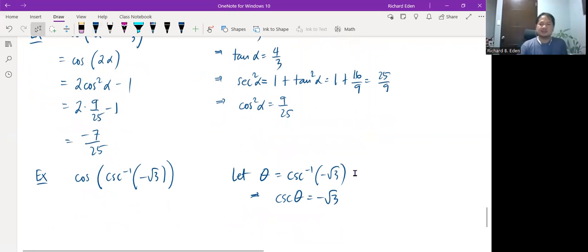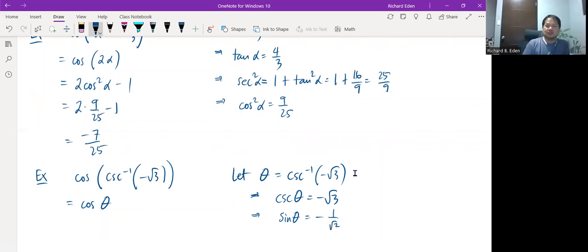Sana ginamit na po phi. Ayun na po. All right. So this is what we're after, cosine of theta. So tell me, how can we proceed from here? Well, from cosecant, what can we easily determine right away? What trigonometric value? Sine. Yeah, sine is negative 1 over the square root of 3.